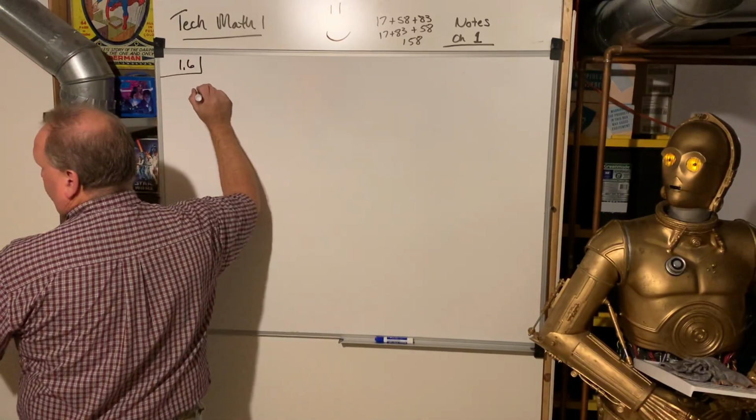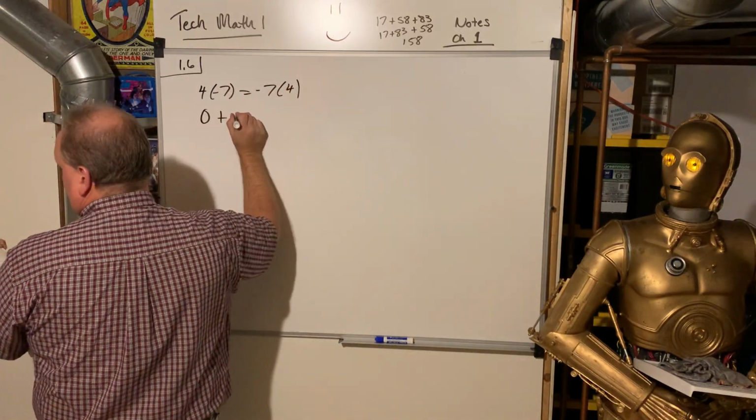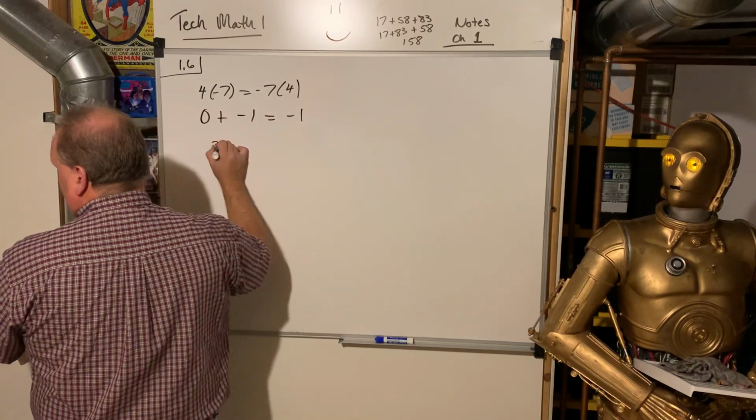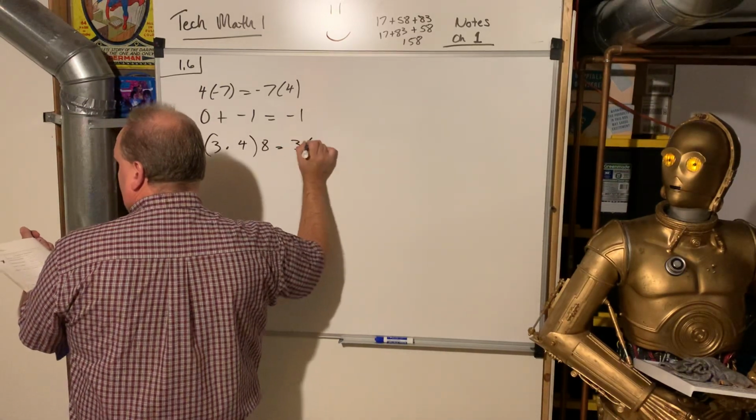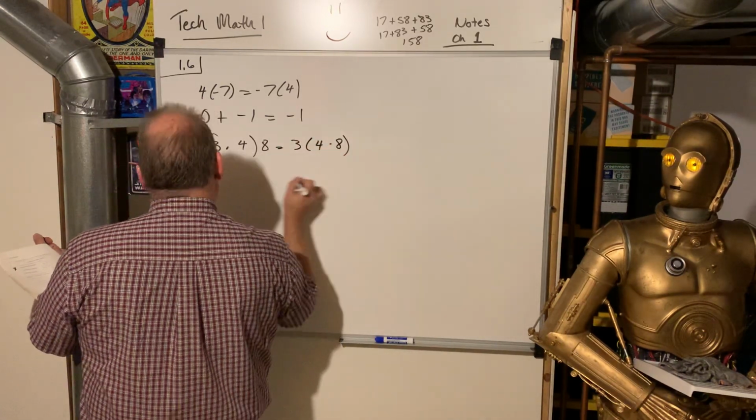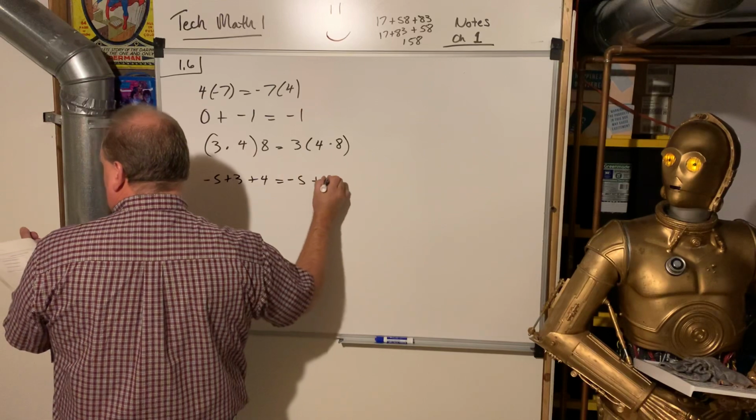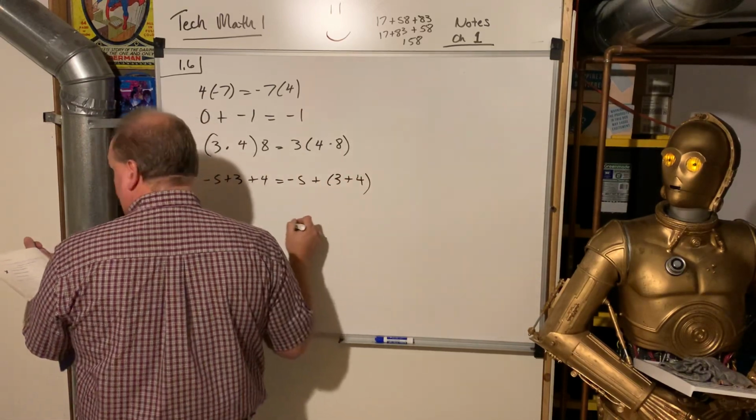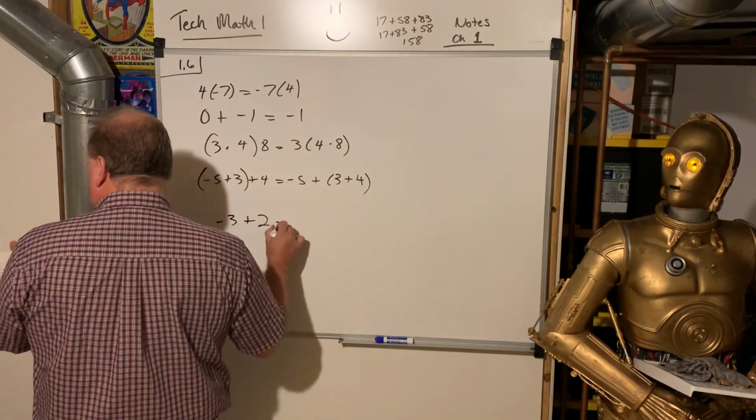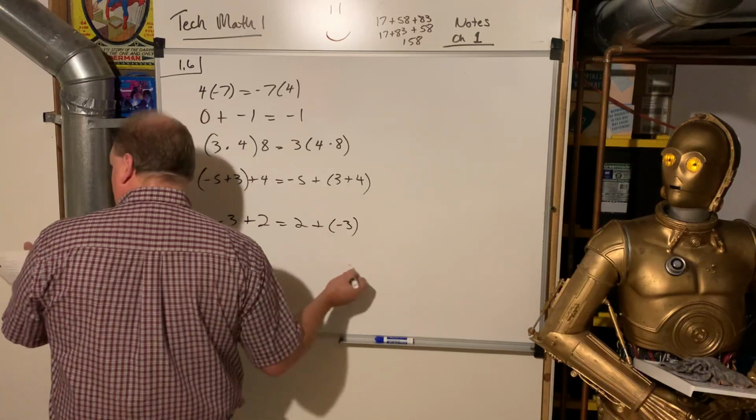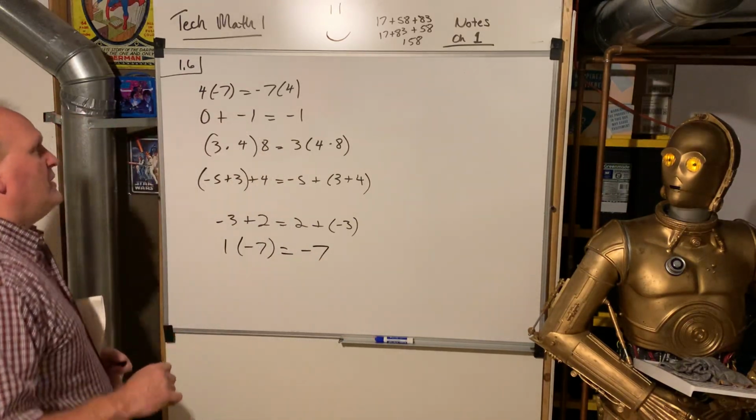And here, 4 times -7 equals -7 times 4. 0 plus -1 equals -1. 3 times 4 times 8 is equal to 3 times 4 times 8. We got -5 plus 3 plus 4 equals -5 plus 3 plus 4. And we got -3 plus 2 equals 2 plus -3. And we got 1 times -7 equal to -7. Okay, so they want to know the properties.